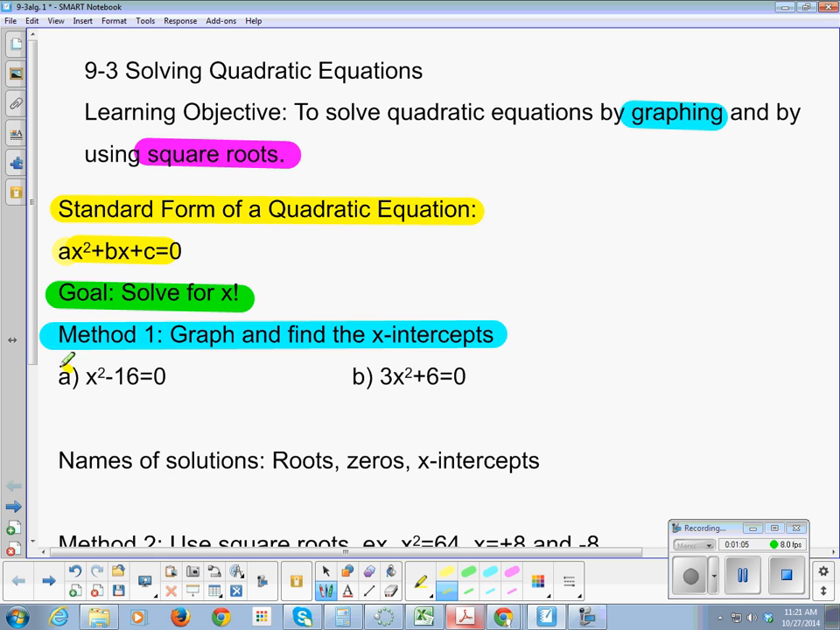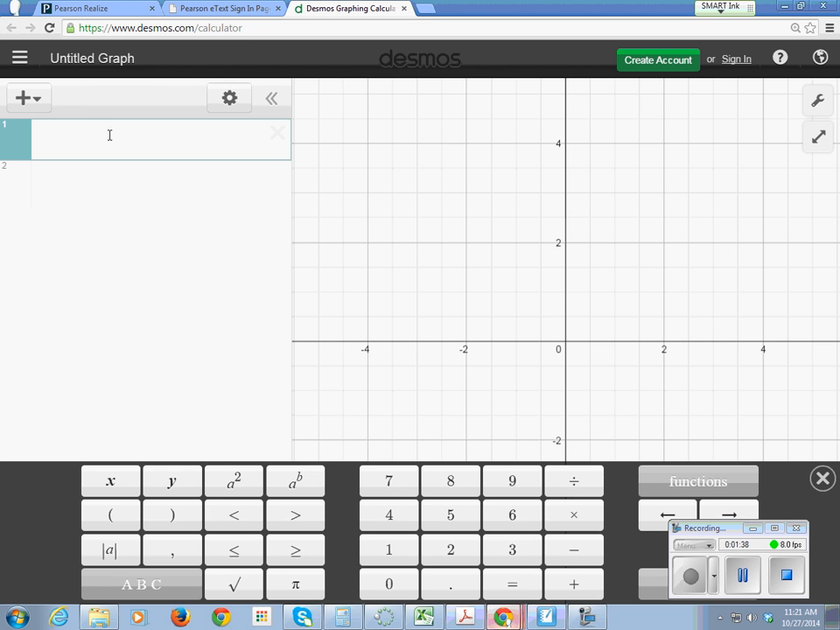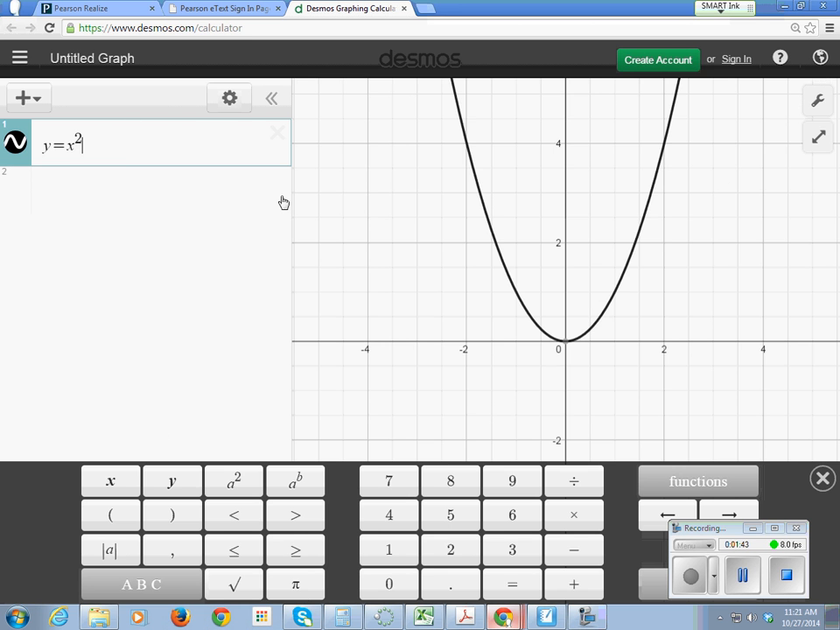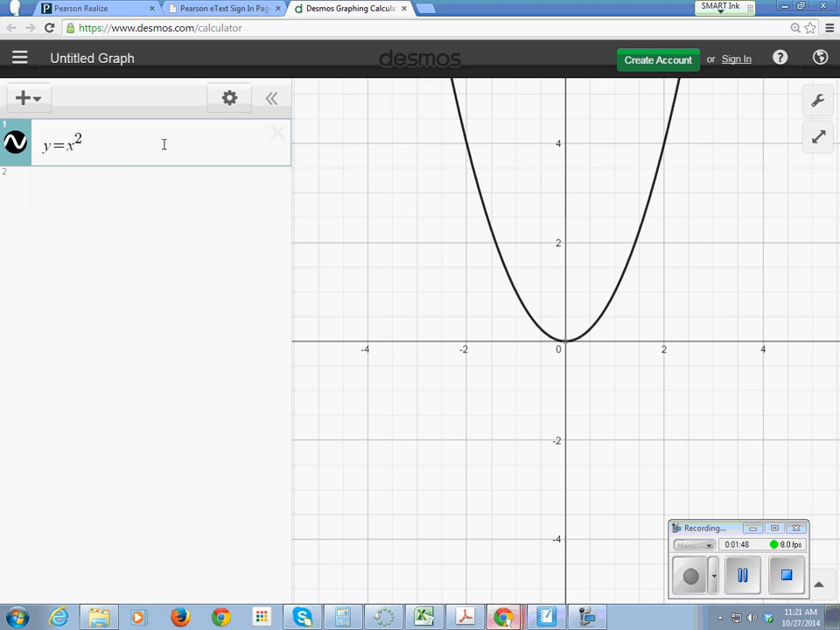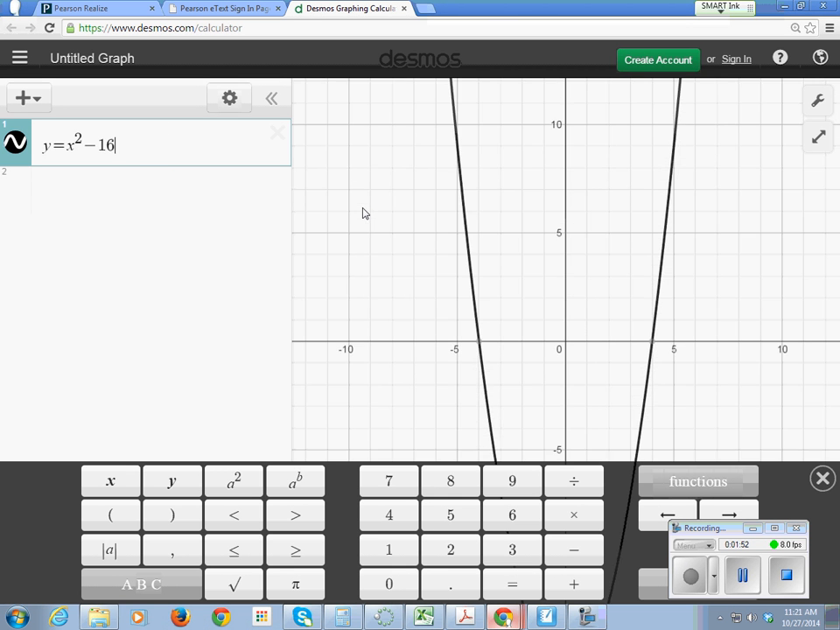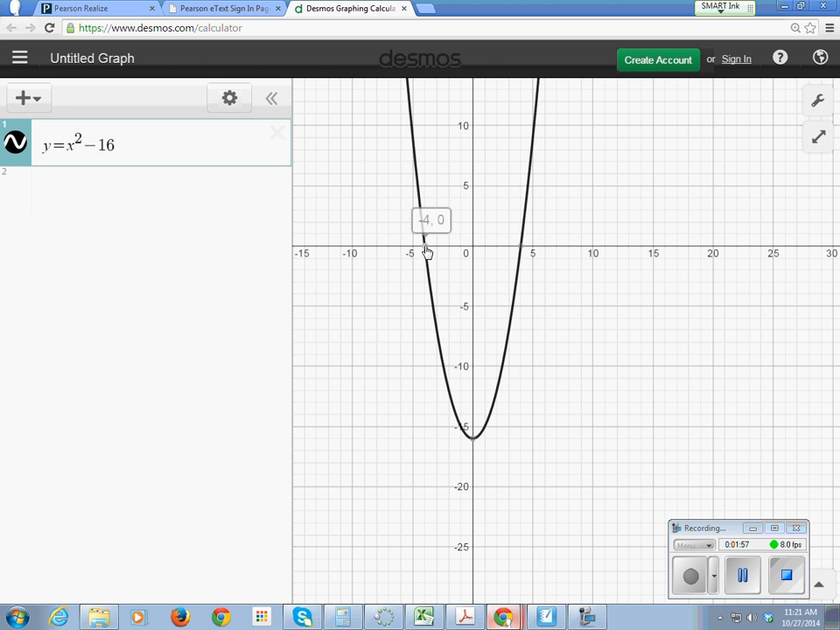So the first equation I have is x squared minus 16 equals 0. So I'm going to graph y equals x squared minus 16 and see where that graph equals 0. So if I go to my graphing calculator and I graph y equals x squared minus 16, I want to take a look at the graph, and I want to find where my line crosses the x-axis. Where it crosses the x-axis is going to be my zeros. So at x equals -4 and at x equals +4.